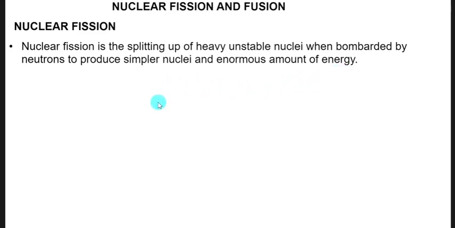So what is being said here, guys, is this: if you have heavy unstable nuclei, and that heavy unstable nucleus is hit or bombarded by neutrons, then it splits up into simpler nuclei, producing an enormous amount of energy. That reaction, we call nuclear fission.